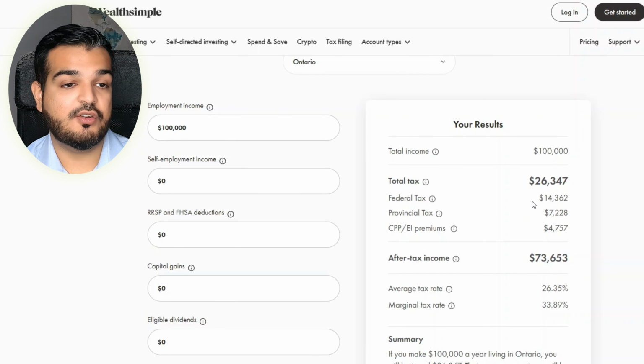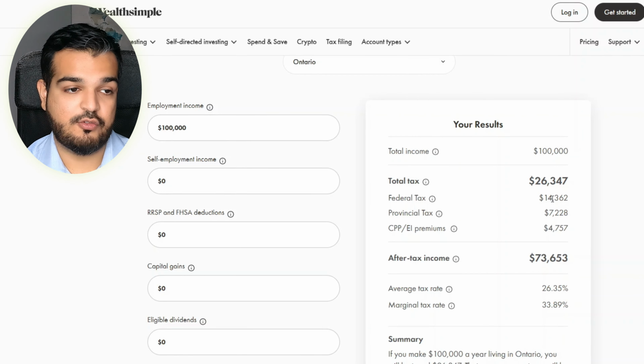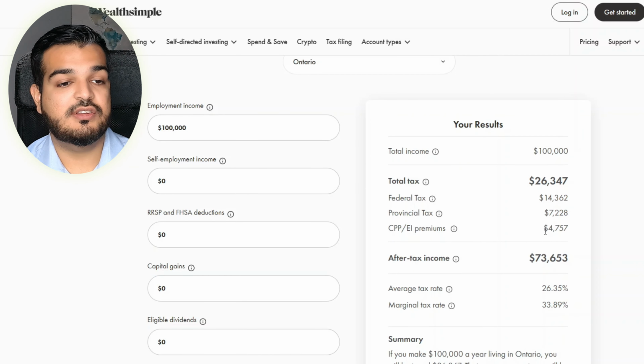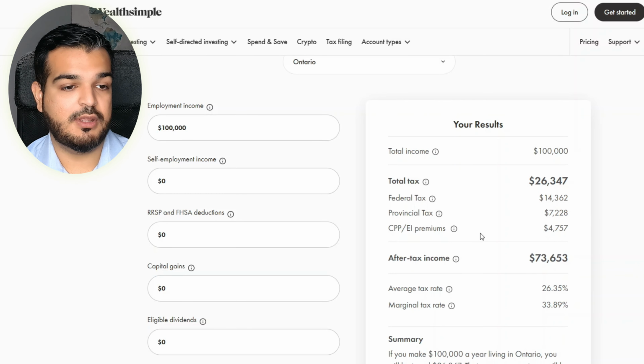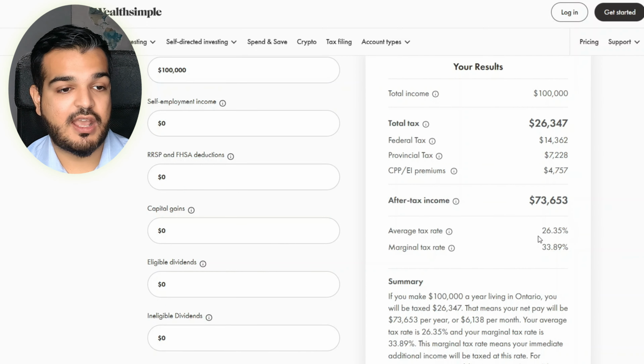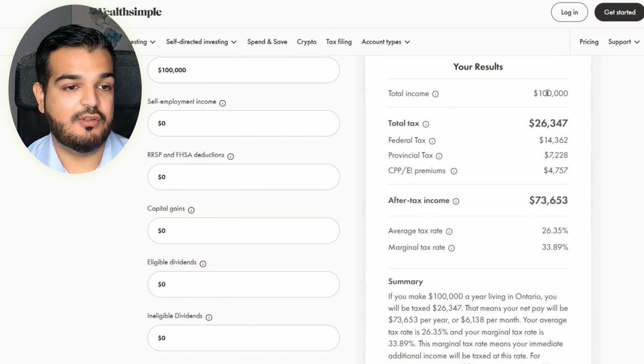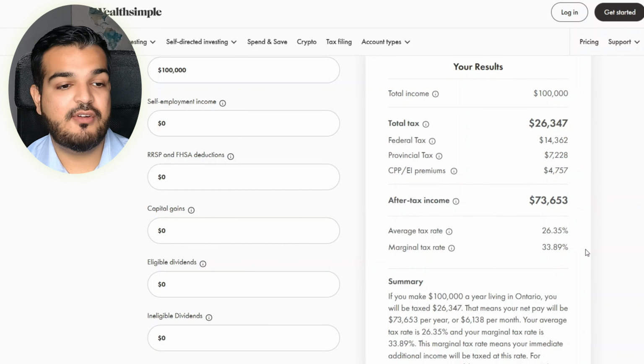$26,347. That breaks down to $14,362 of federal tax, $7,228 of provincial tax, and $4,757 in CPP and EI premiums. So that means if you make $100,000, you will lose $26,000 in deductions, and you are left with $73,000. That means your average tax rate is 26%, but your marginal tax rate is 33%, meaning 26,000 divided by 100,000, that's 26%. But every dollar you earn above $100,000 will be taxed at this rate, the 33%.